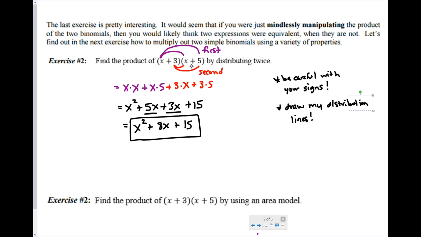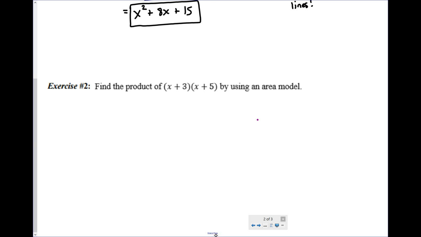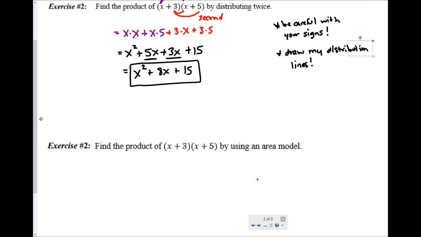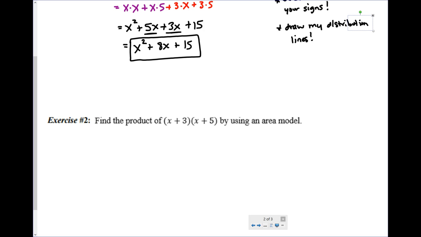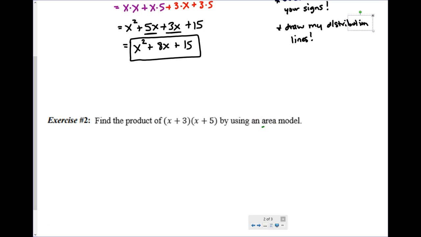There's another way I want to show you, and this other way is called an area model. Okay, now again, you can always pause this, go back, rewrite. You do not have to just keep going with me if you have questions. You can always pause, rewind, and recopy. So let's take a look at this problem again. Again, it's the same problem, x plus 3 times x plus 5, but I'm going to show you a different way, called an area model.